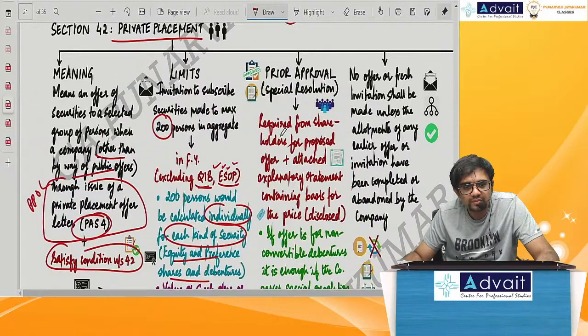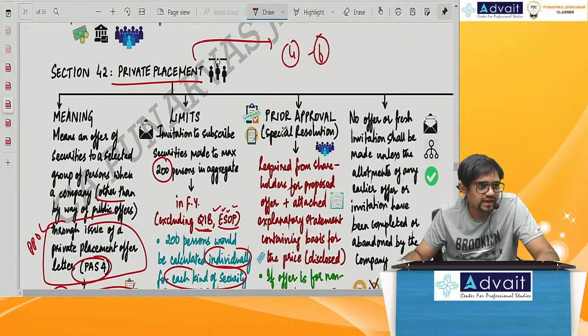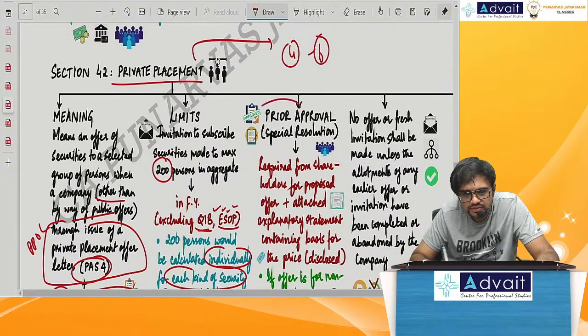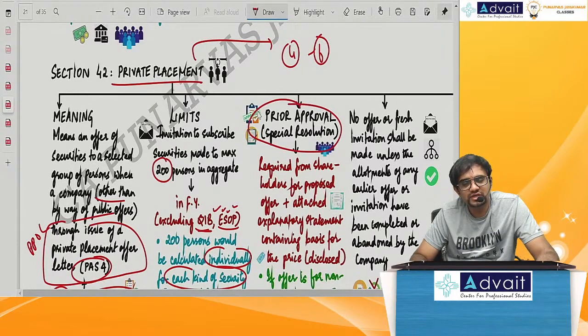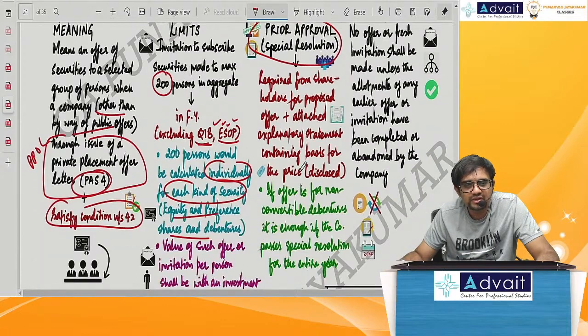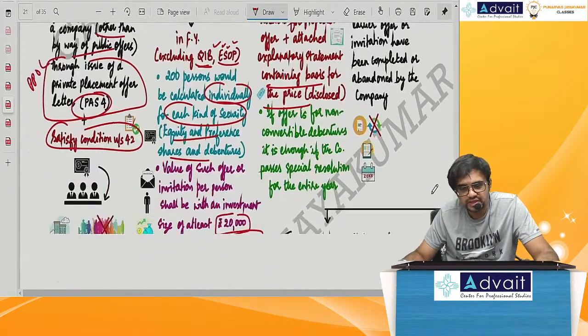Prior approval. Now, before doing a private placement, I need to take prior approval via special resolution. We have already discussed what is special resolution, nothing to worry. It is required from shareholders for the proposed offer, plus an attached explanatory statement must be given. It contains the entire basis for the price. I should tell why I am privately placing, what is the amount of shares, what is the total amount to be collected, and why am I giving at that price. That has to be given.